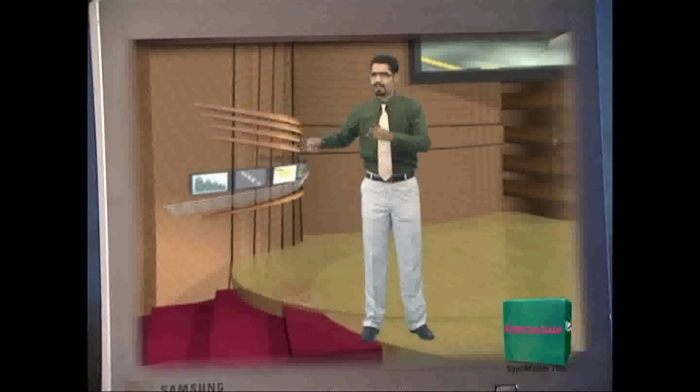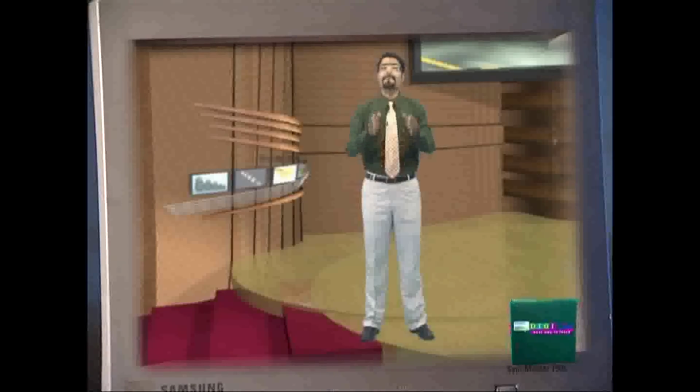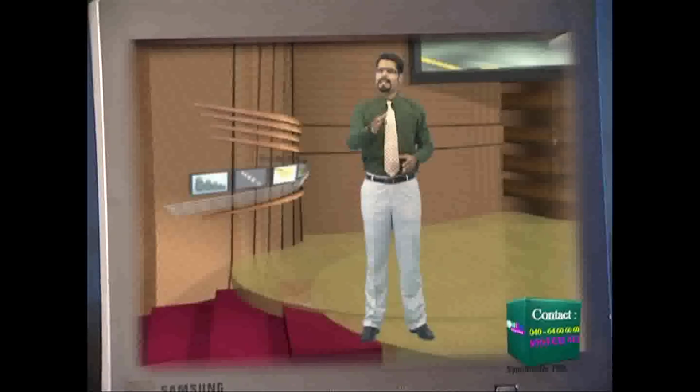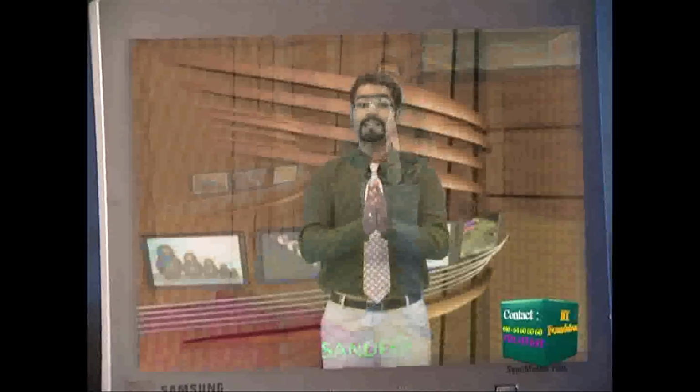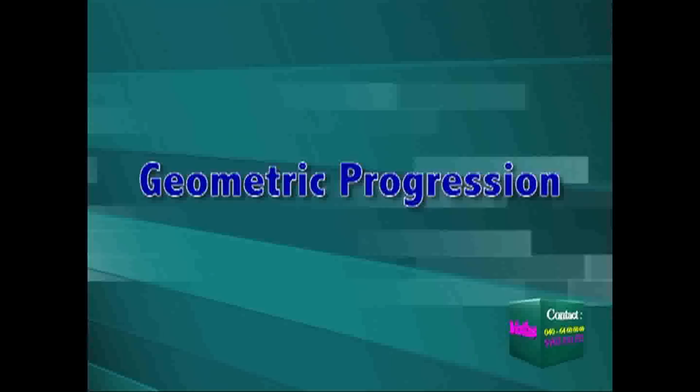The progressions are not like this, but it is a mathematical term. And by the way, I am Sandeep. There are 3 types of progressions: arithmetic progression, geometric progression, and harmonic progression.